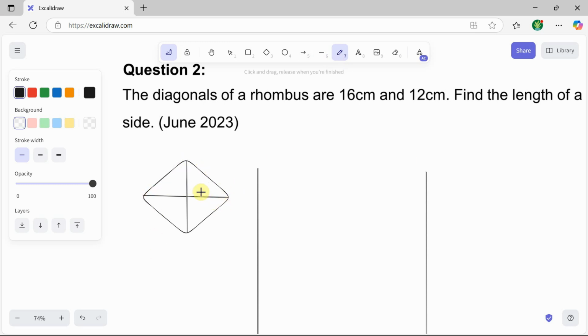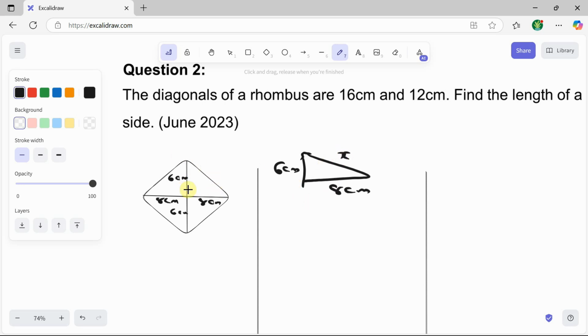We said in the video where we were talking about rhombus that the diagonals are not necessarily equal. In fact, they're not even equal, but they divide themselves into two equal halves. So if this one is 16, this half will be 8 centimeter, this half will be 8 centimeter, and this one is 12, so this half will be 6 centimeter, and this half will be 6 centimeter. If I take one side, this side here is 6 centimeter, this side here is 8 centimeter. To find the length of a side, which is this one, let me just call it x.